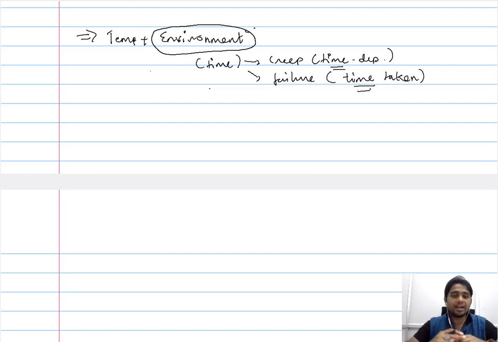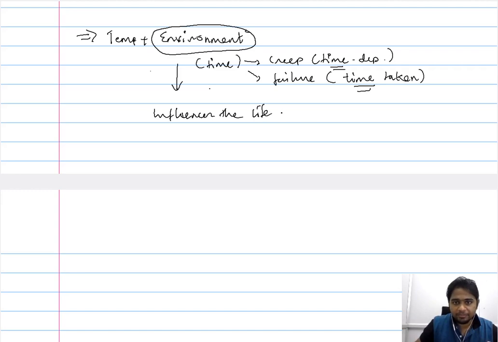And therefore, naturally, we are inclined to understand the combination of the high temperature and the environment in influencing the life of the material in a particular application. And that is the reason why we want to study the role of environment at high temperature application. To put it simply, the environment influences the life of the material. And that is the reason why we are inclined to study the cumulative effect, or the combined effect, of the temperature and the environment on the life of a material in a given application.